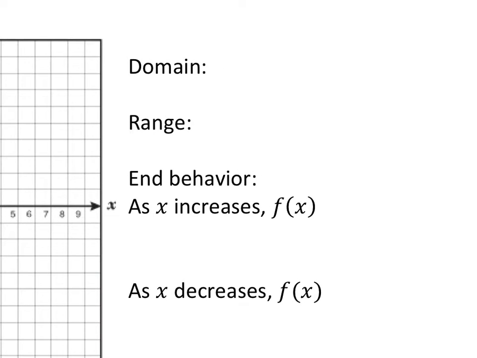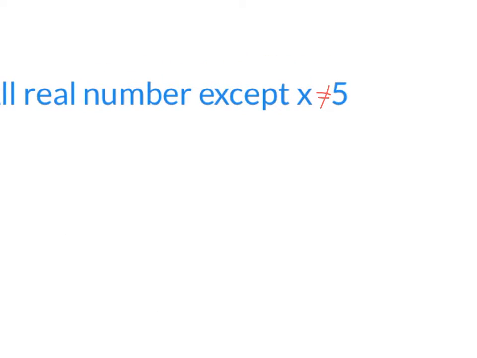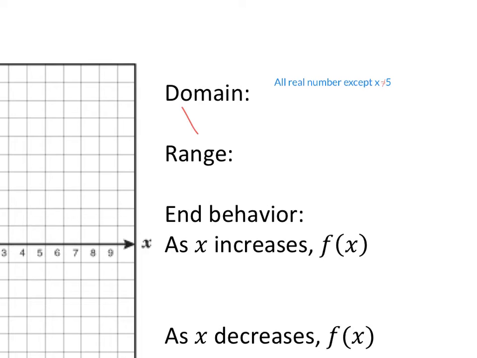We can write this as all real numbers except x cannot equal -5. I'm going to have to draw in a symbol there. So we can draw it in this way. Okay. Or we can simply just put our domain is x can't equal -5, and that would be sufficient.